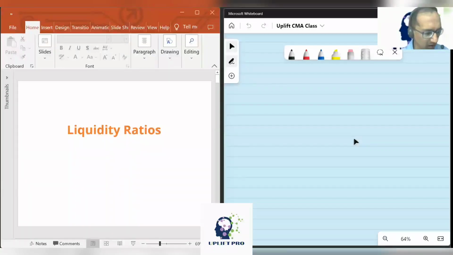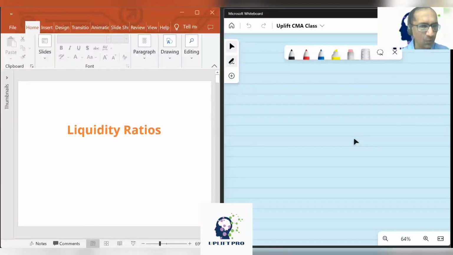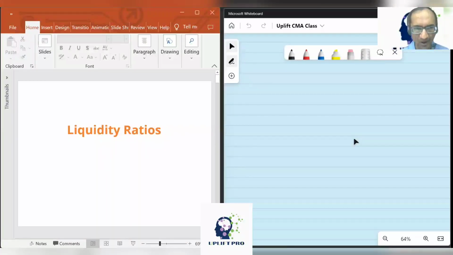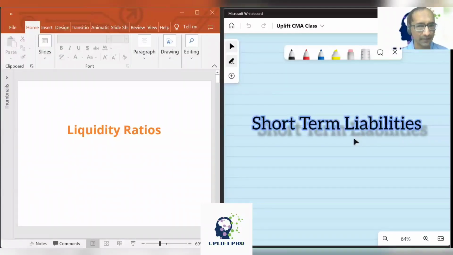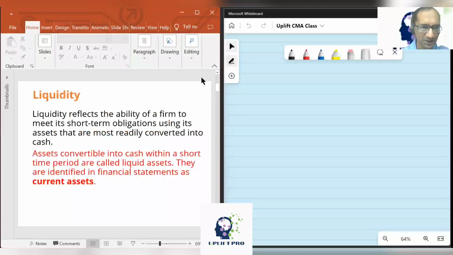Welcome to today's class. We'll be doing the basics of ratio analysis today, which is liquidity ratios. We will be covering three ratios in today's class. They are current ratio, quick ratio or asset test ratio, and cash flow ratio. These ratios are studied to understand whether the company has the financial ability to repay its short-term liabilities. Let's get the class started with liquidity ratios.